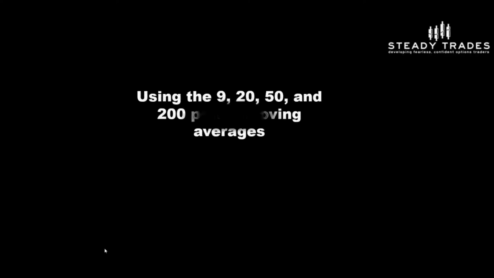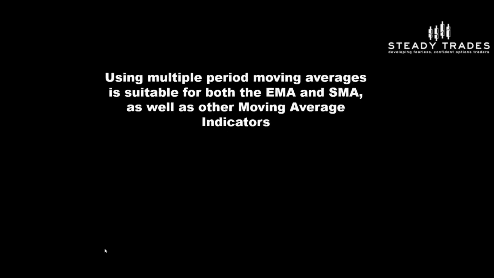Today I want to talk to you about using the 9, 20, 50, and 200 period moving averages. Using multiple period moving averages is suitable for both the EMA and the SMA as well as other moving average indicators. Here I'm going to throw up the chart for the EMA since I'm on the smaller time frame.